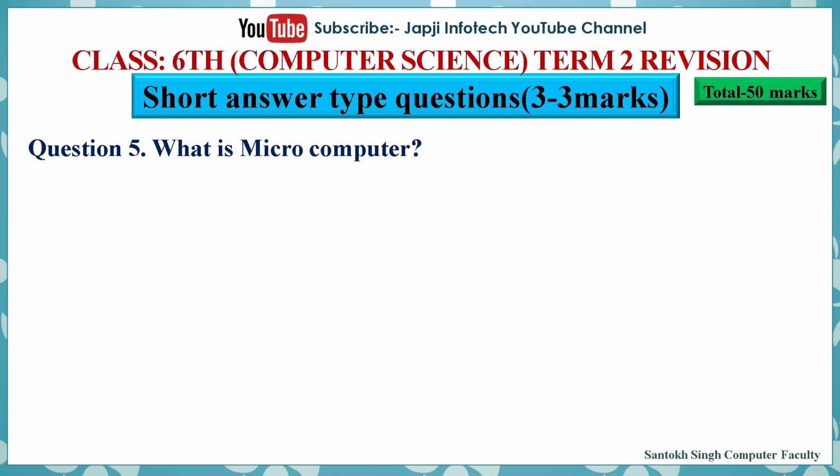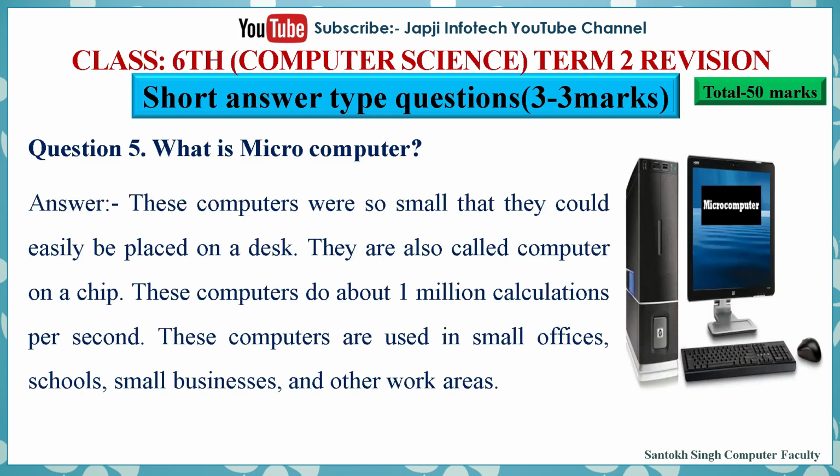And the fifth one is what is microcomputer? So these computers were so small that they could easily be placed on a desk. They are also called computer on a chip. These computers do about 1 million calculations per second. These computers are used in small offices, schools, small businesses, and other work areas.